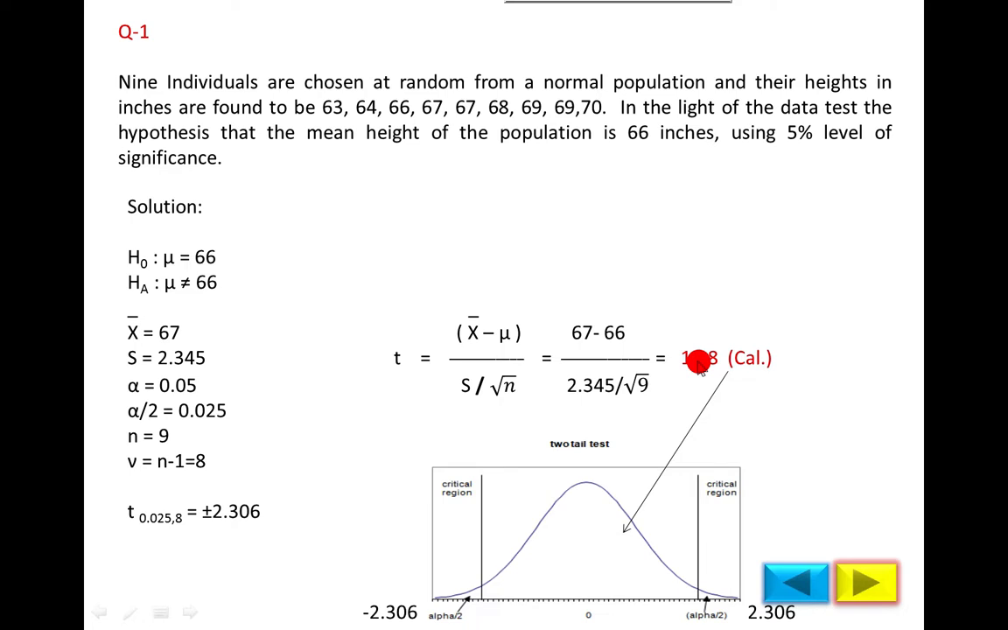1.28 is the T value, the T calculated value, and it lies between 2.306 and minus 2.306, in the acceptance region. So we will accept the null hypothesis and conclude that. What is the conclusion? The question is, test the hypothesis that the mean height of the population is 66 inches. So we will conclude that the mean height is 66 inches.